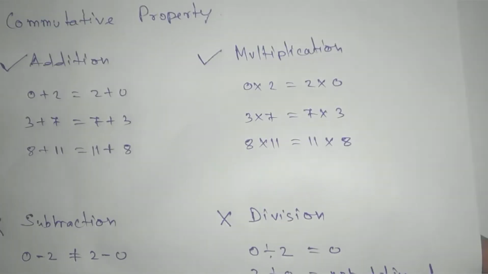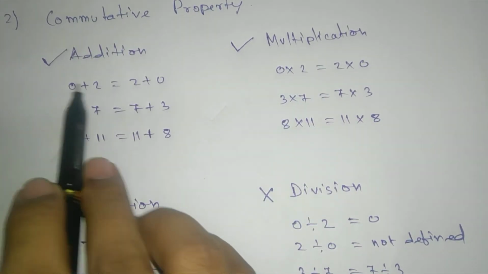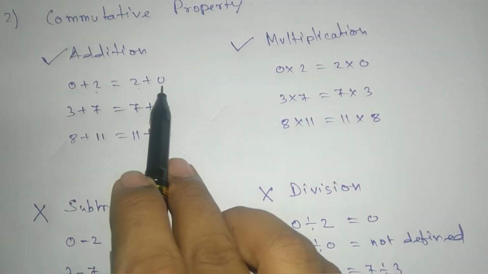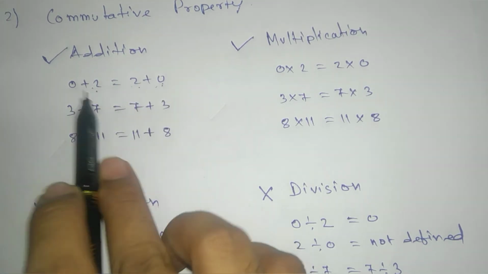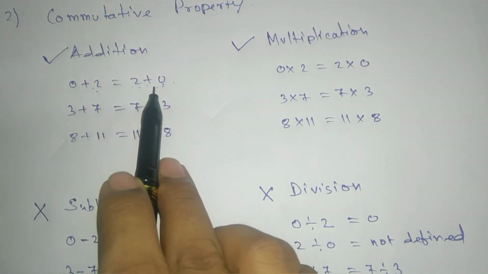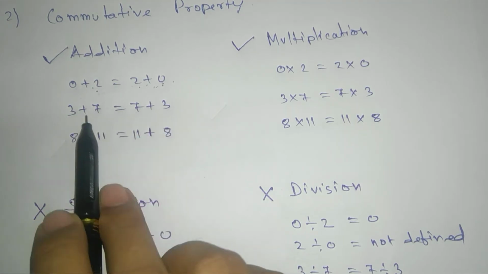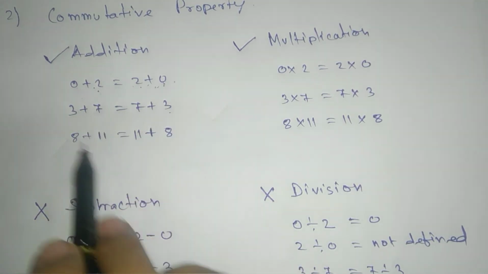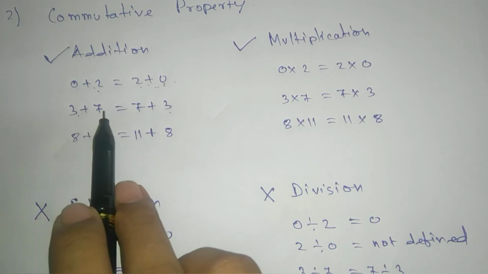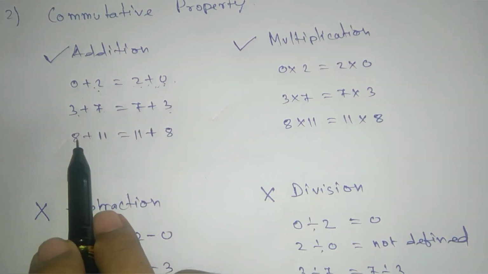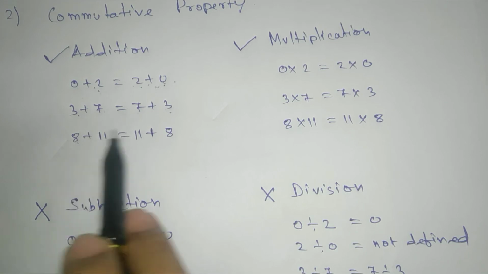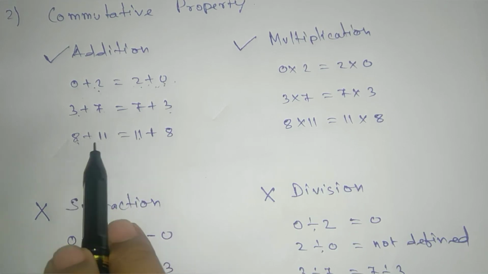Right now I have told you that 0 plus 2 or 2 plus 0, and if you add them, see here 0 plus 2 will give you 2 and 2 plus 0 will give you 2. Look at this, both are true. So if we change the order, the result will not be affected. 3 plus 7 or 7 plus 3 will give you 10. So 11 plus 8, that is 19, and 8 plus 11 will give you 19.